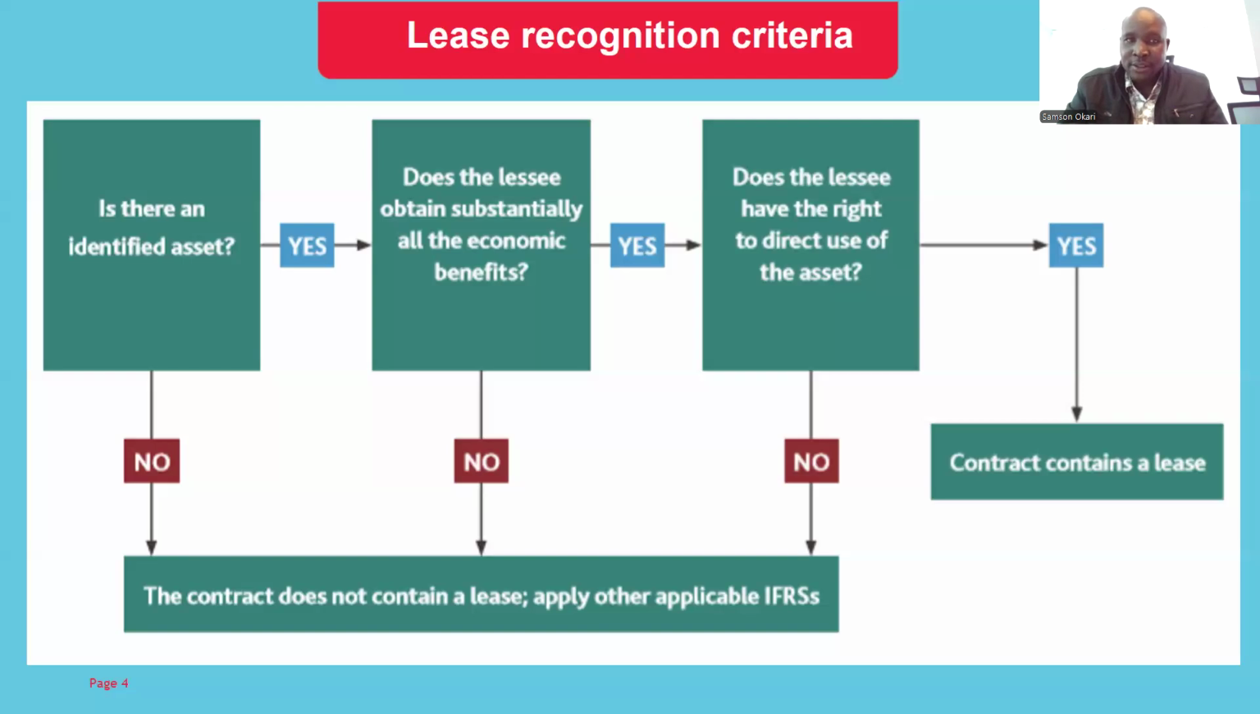But if any of the questions that we have asked is a no, or is in the negative, then we have to use other IFRS or accounting standards in accounting for that particular arrangement. It should be noted that IFRS 16 only deals with full IFRS. So we are not talking about an SME. If you are an SME or you're applying IFRS for small and medium enterprises, then you must use IFRS for SMEs as it is. So this was just a brief summary of what IFRS 16 is and what the lease recognition criteria are that entities need to use in order to account for IFRS 16.